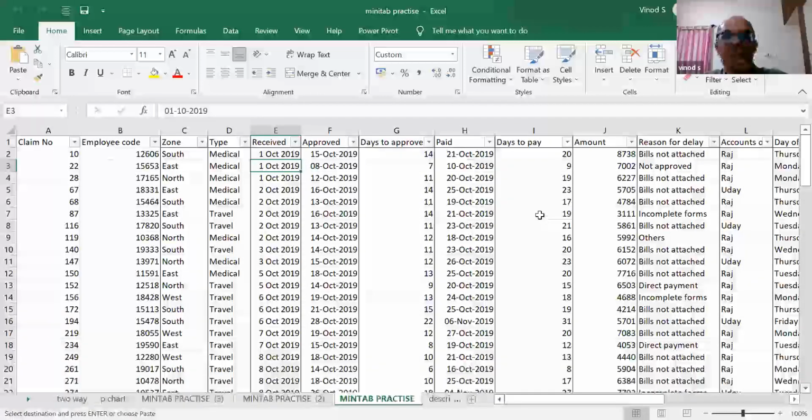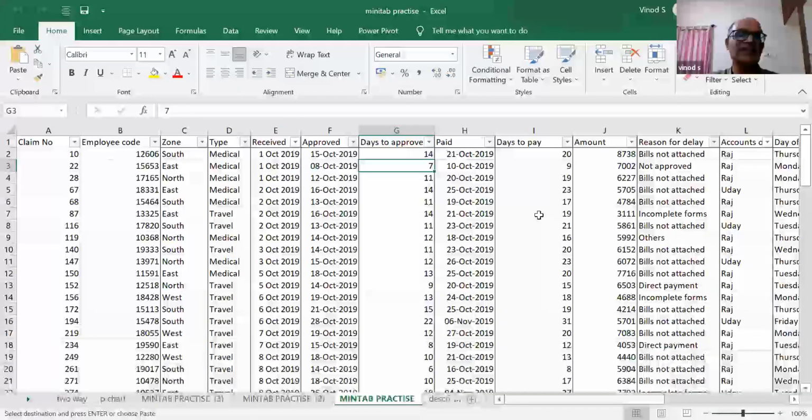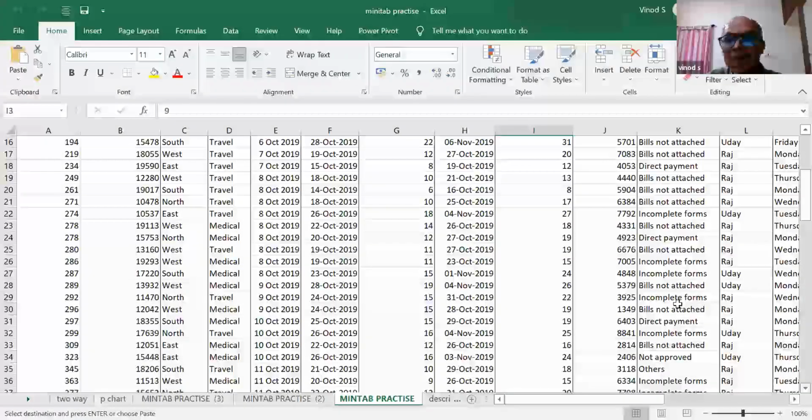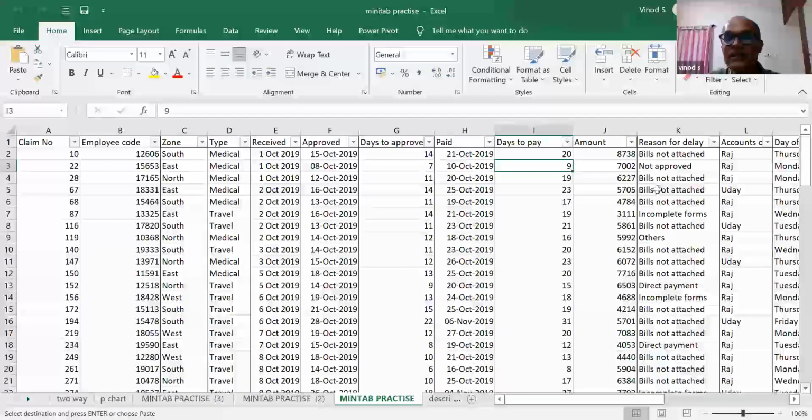For 1 month, right? So this is the case we are going to study. The other things are not required. There are details like the amount, the delay, why it is delayed, who is the accounts officer, when it is paid. Those are not required for our study. We require only a few data. These are the full data from the office, and from here we will take a few data.